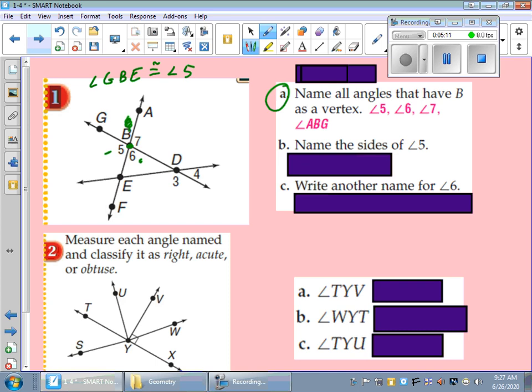Angle 7 is right here. Another way to name that is angle DBA. And you can see over here there is no number, so you have to use the letters. They use the angle ABG. So lots of different ways to name things.